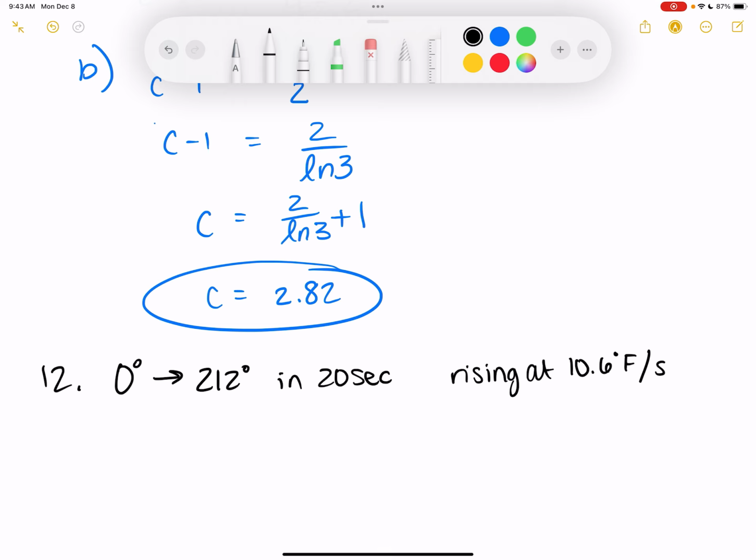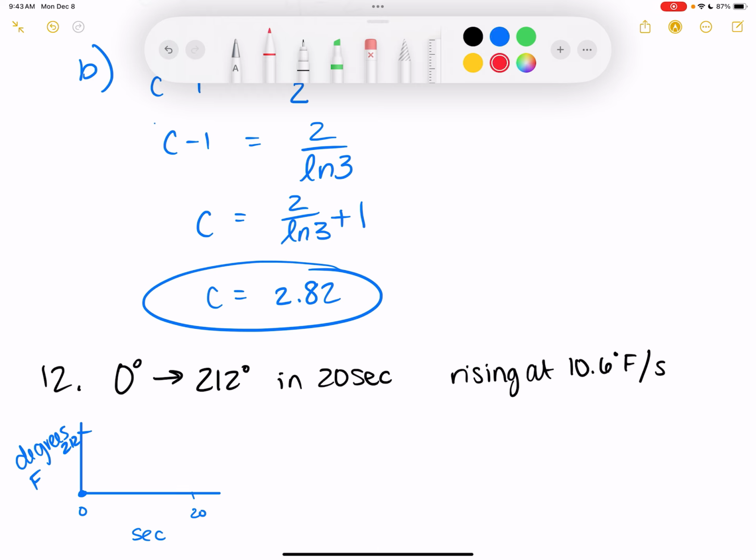So essentially, just to look at a rough graph of what this would be like, I've got my time down here, so I've got 0 to 20 seconds down here. And then over here on this side, I've got degrees Fahrenheit, and that's going from 0 to 212, basically.